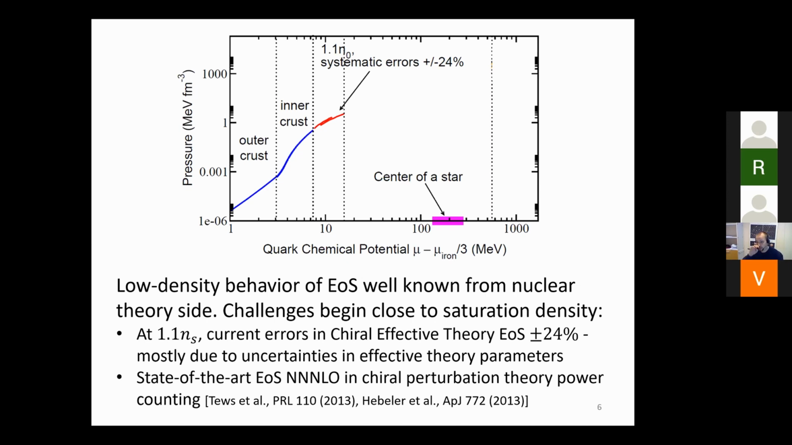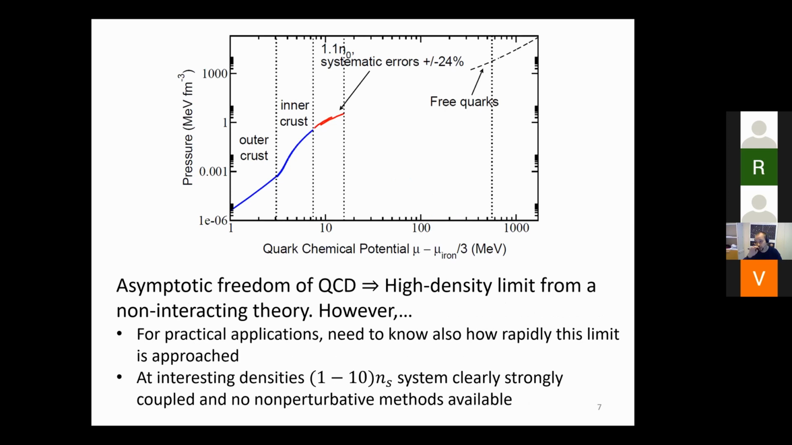There are some groups that have gone even further, even to 2 saturation densities, but to be very conservative, I'm going to only be using these results from the group of Achim Schwenk that go up to 1.1 saturation densities. Now, fortunately, this is not everything we know about QCD and QCD matter.